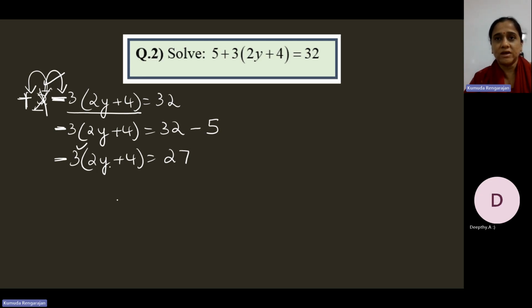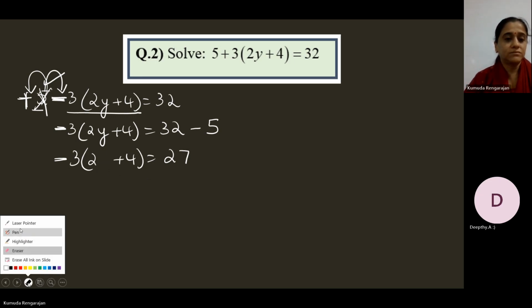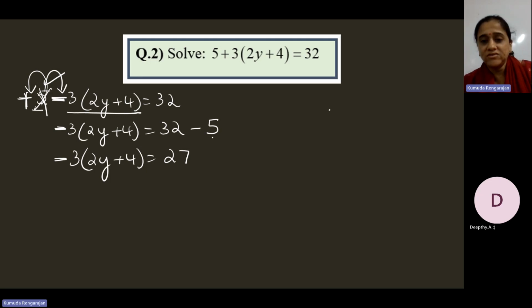You cannot transpose any others. You cannot take 2 or 4 to the other side, so you have no choice. At this point, you have to take minus 3 to the other side. So minus 3 and this expression are connected by the multiplication sign. Minus 3 and this expression 2y plus 4.